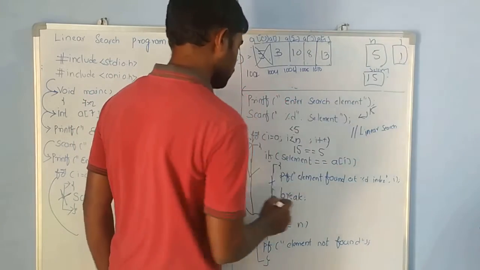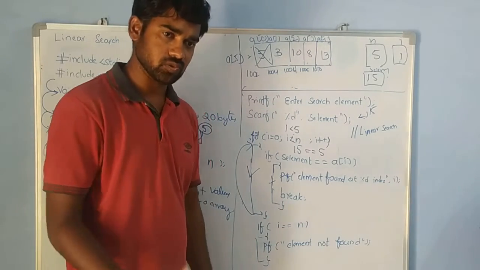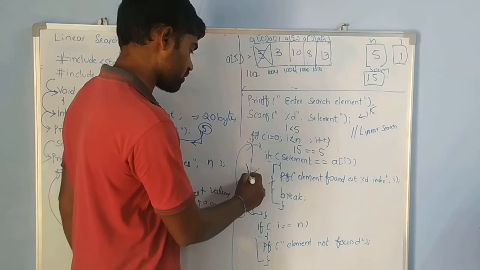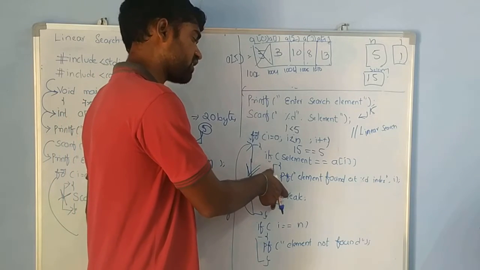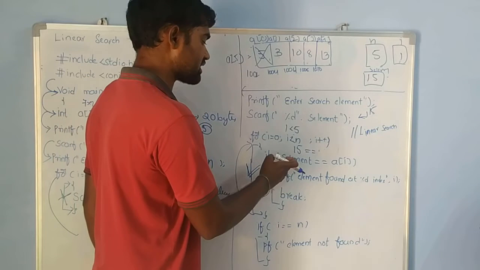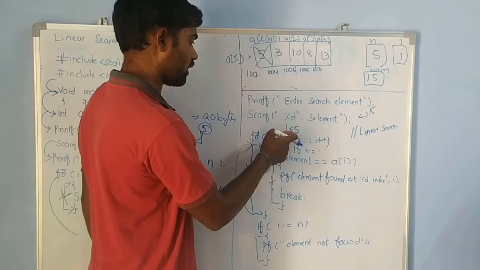Now I equal to 1. Is 1 less than 5? The condition is true, so the block of statements is executed. In the if block we compare search element with A of I, where I equal to 1. A of 1 value is 3. Now is 15 equal to 3? Definitely the condition will be false.